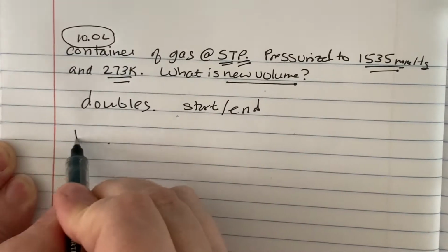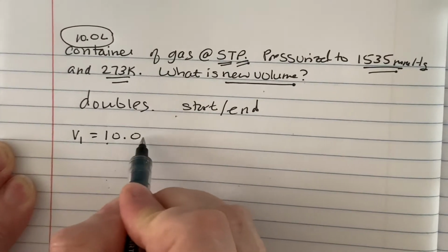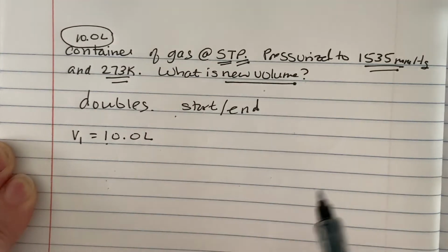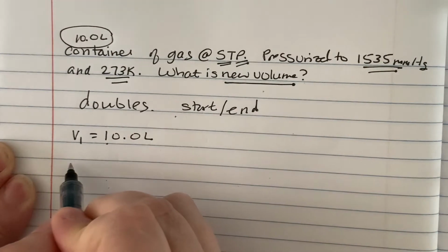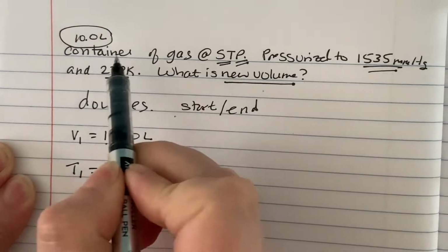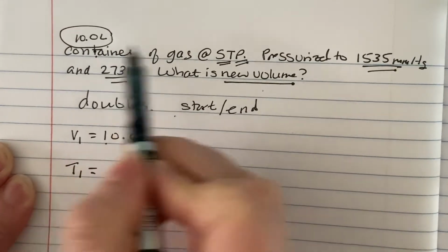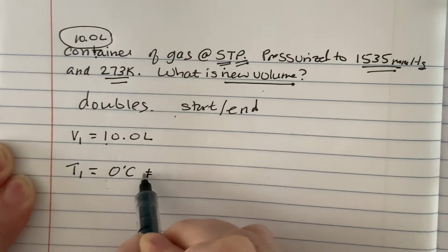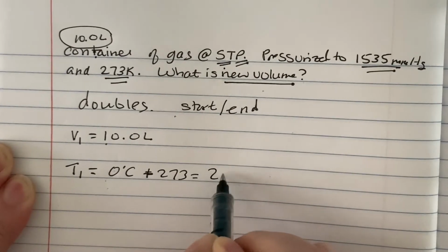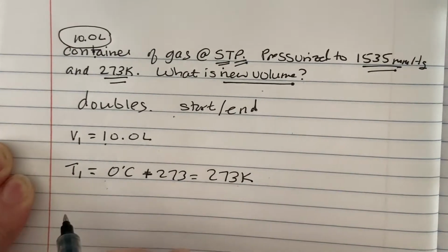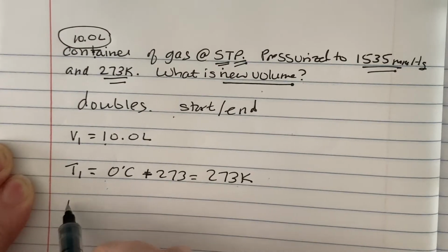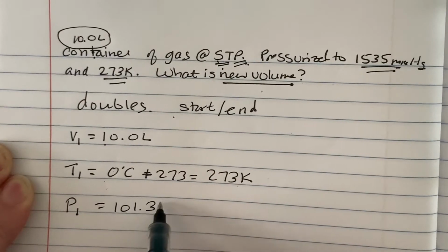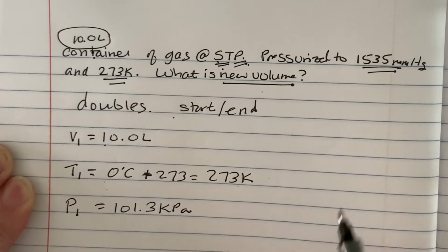Okay? My volume one, my first volume, is 10.0 liters. Gas at STP, standardized temperature and pressure. My standard temperature is going to be my starting temperature because it's linked. The container is at STP, and that's 0 degrees C plus 273 gives me 273 Kelvin as my starting temperature. My starting pressure is standard pressure, 101.3 kilopascals.